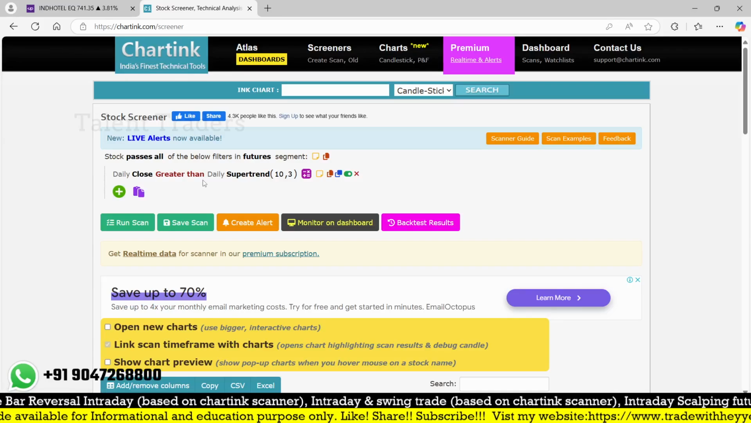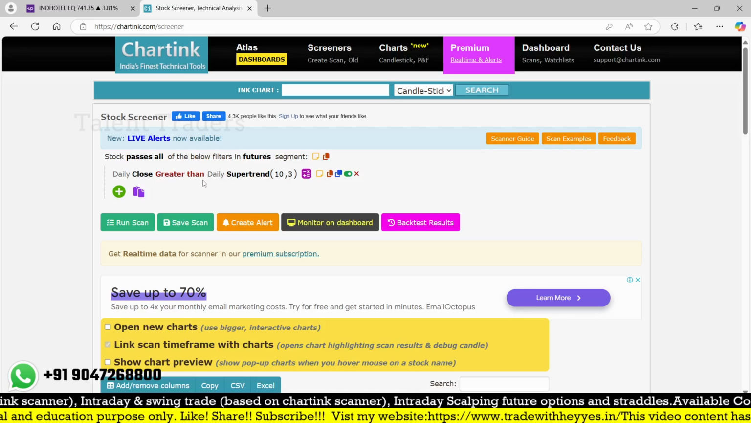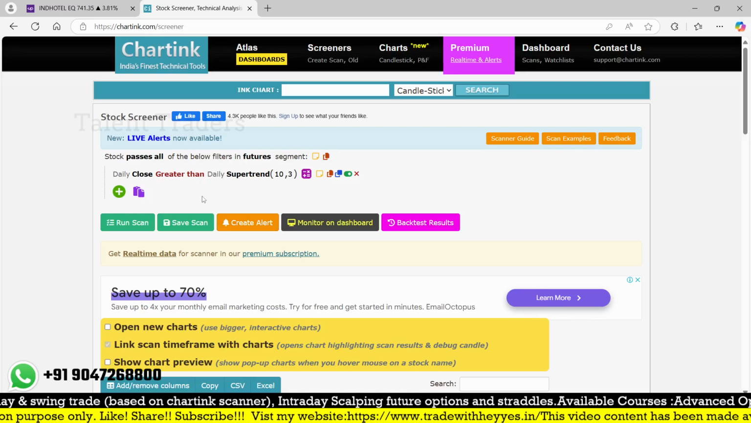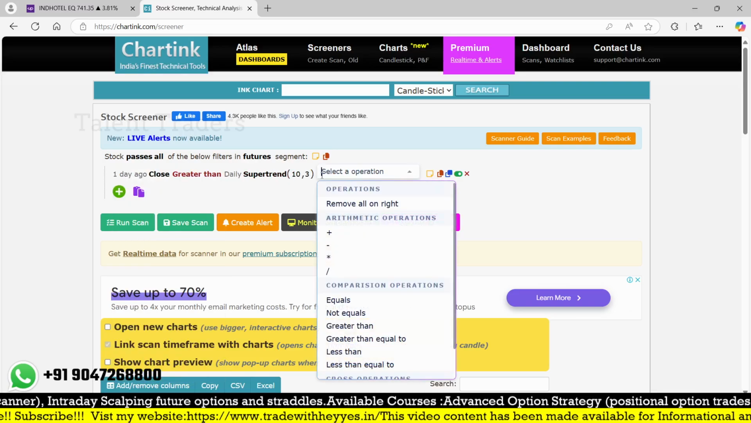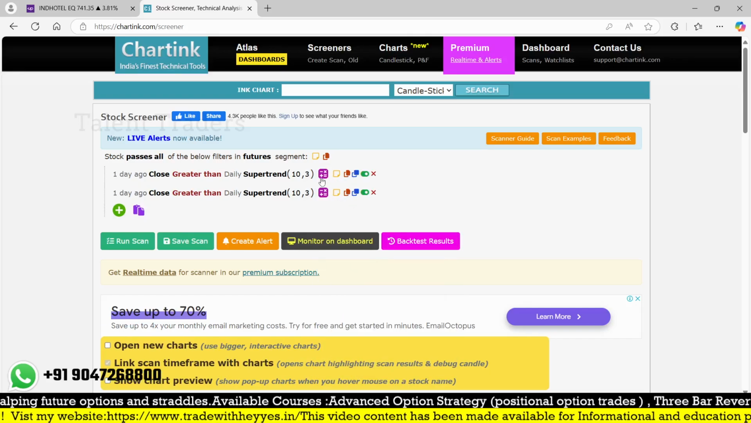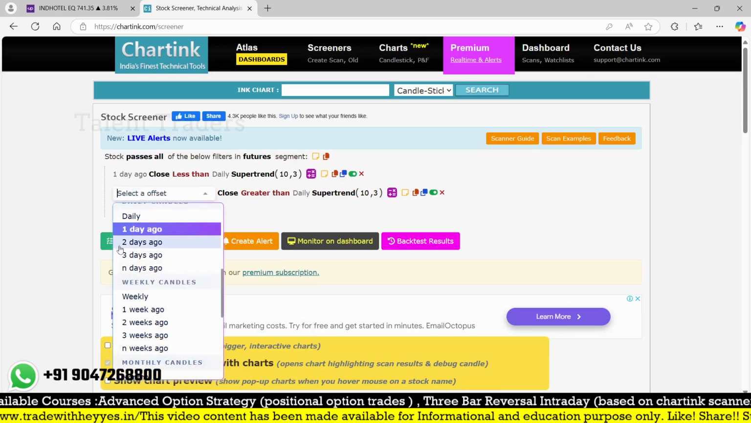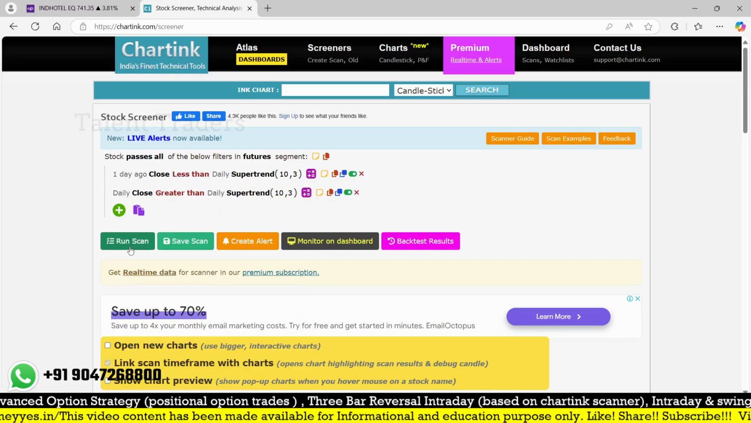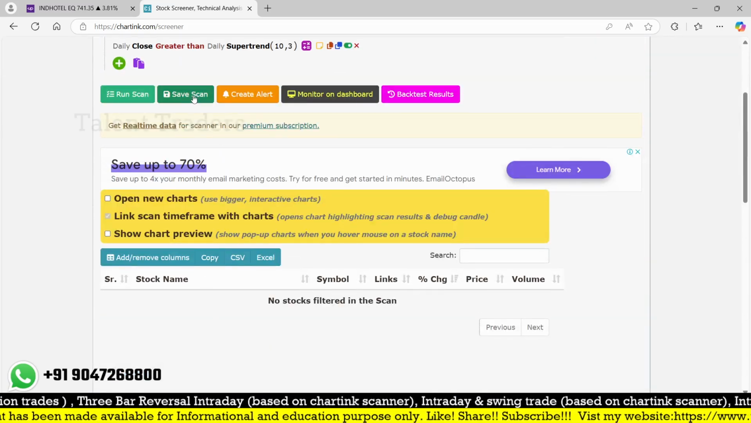But if you want recent signals, the signal which happened today, this is how you can change it. One day ago, copy the same condition, and this must be less than, and this must be greater than. So this will fetch you only today's changeover. So there are no stocks which changed today, I think.